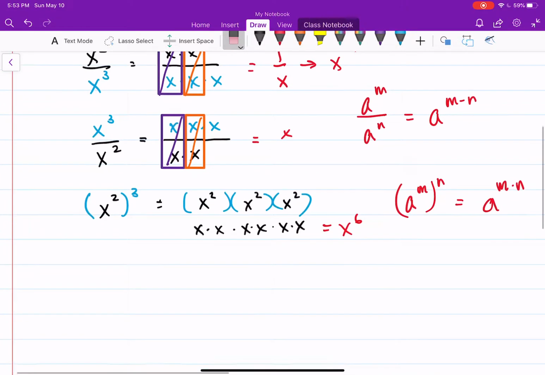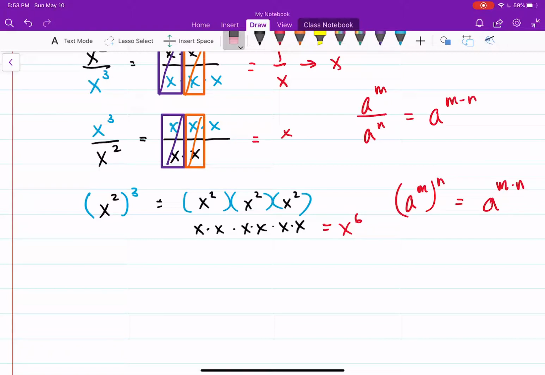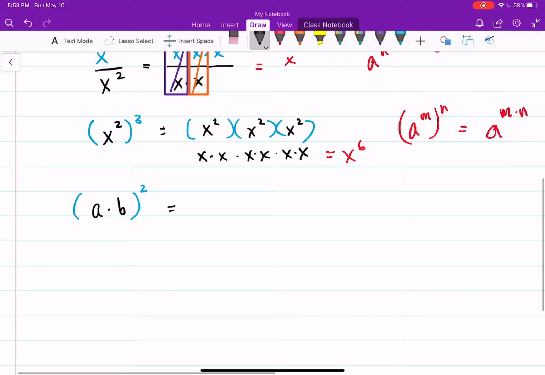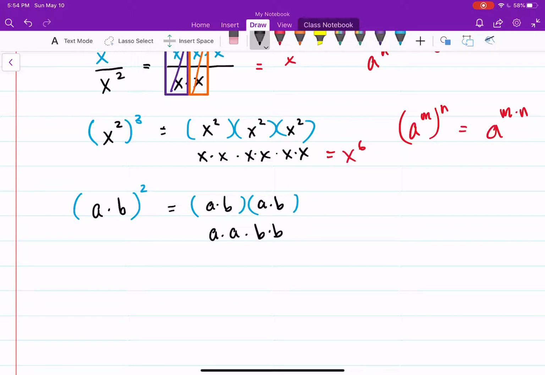All right, so the next thing is, what if I had, let's say, a times b raised to the 2nd power, okay? So like I said before, the power is touching the parentheses. So that means I have to write the parentheses twice. And what's in the parentheses is a times b. So if you look at this, essentially I have a times b times a times b. So that's going to give me a squared, actually.